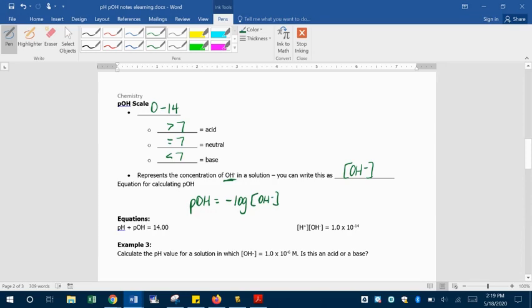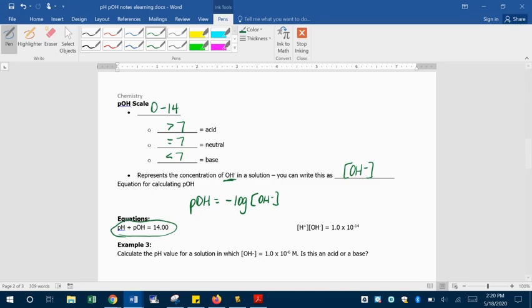So you're going to plug those in the exact same. So we're not going to go through examples that are exactly like the 2 that we just did, but 2 more equations that can help you. Because 7 is neutral on both scales, what we know is that the pH plus the pOH can equal exactly 14.